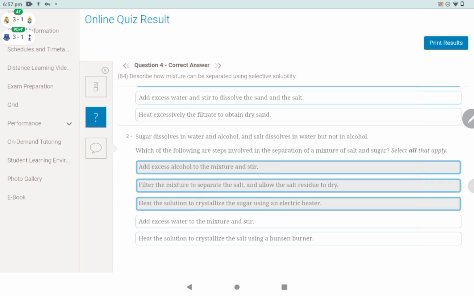Sugar dissolves in water and alcohol, and salt dissolves in water but not in alcohol. Which of the following are steps involved in the separation of a mixture of salt and sugar? So first you have to add excess alcohol to the mixture and stir. So when you do that, sugar will dissolve in alcohol but salt will not. So the salt will be separated. So you can just filter the salt and you'll get the salt and sugar separate. And then heat the solution of the sugar to crystallize the sugar using an electric heater. That way you have the salt and the sugar separated.